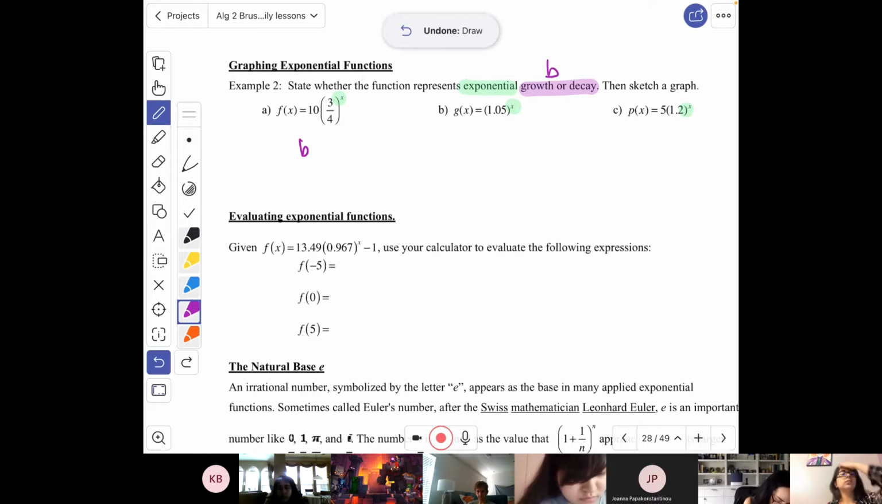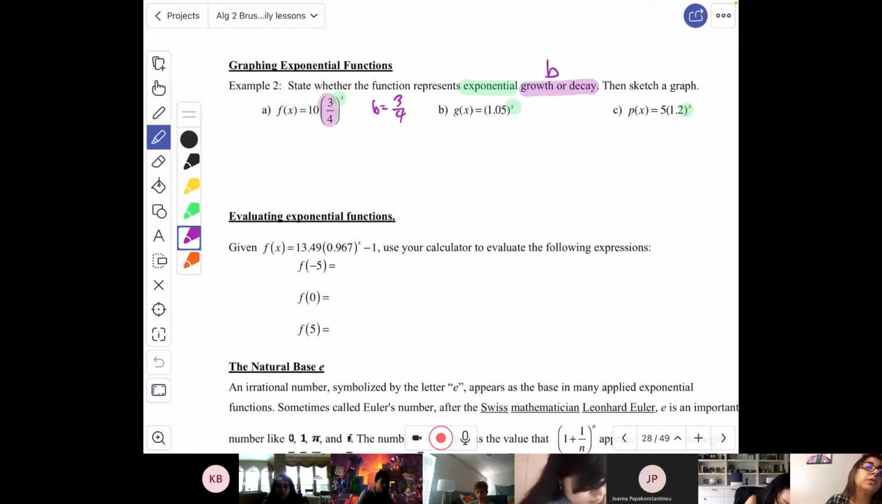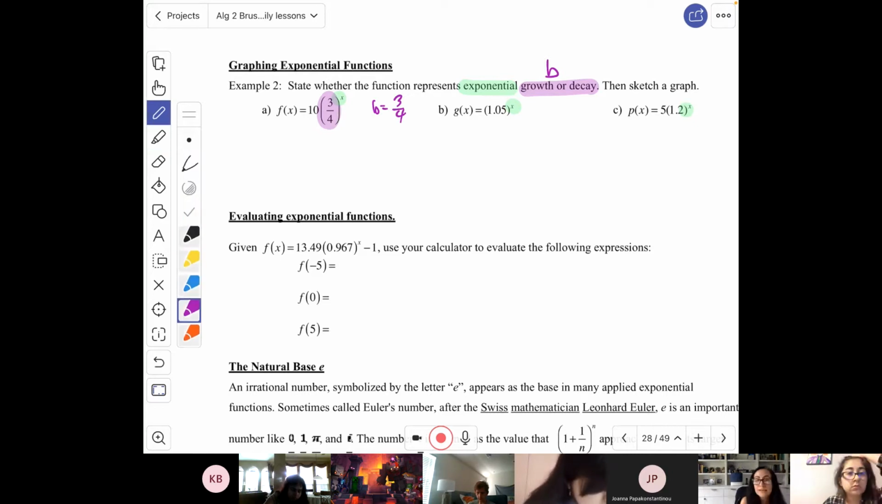Can anybody tell me? Let me put it over here. Anybody? 3/4. This is my base. My base is 3/4. It is the base to the unknown exponent x. So since the base is 3/4, is this growth or is it decay? Decay? It is decay because it's a proper fraction, so it's exponential decay.